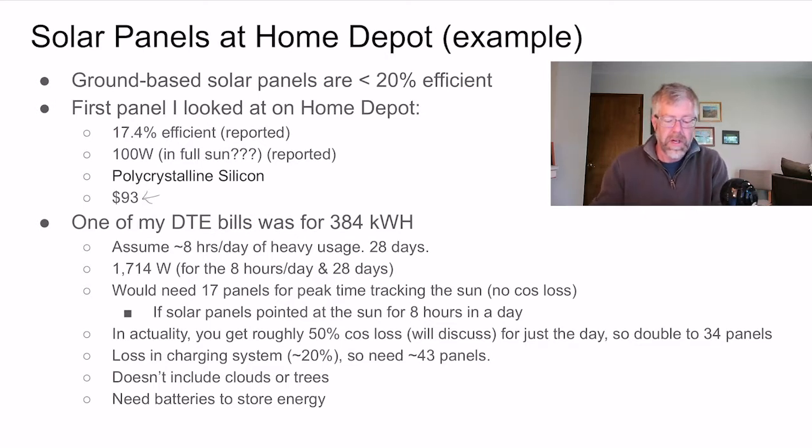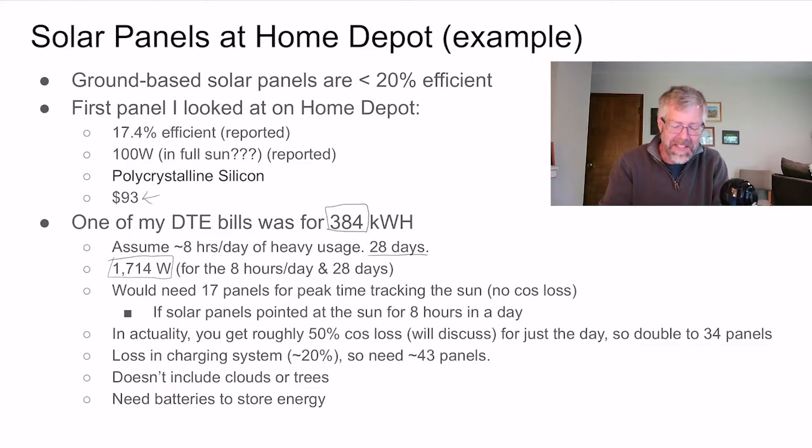$93. I looked at my last DTE energy bill, and I used 384 kilowatt hours in the month. If I assume that I use energy about 8 hours per day, and there are about 28 days in the month, then I used an average of about 1,714 watts continuous across that time. That's actually a lot of energy.